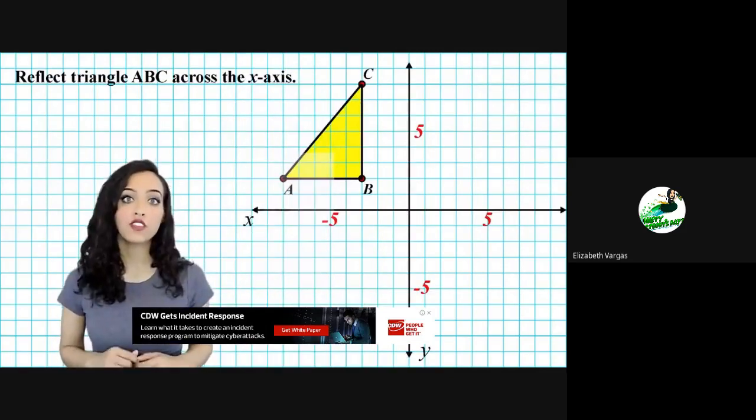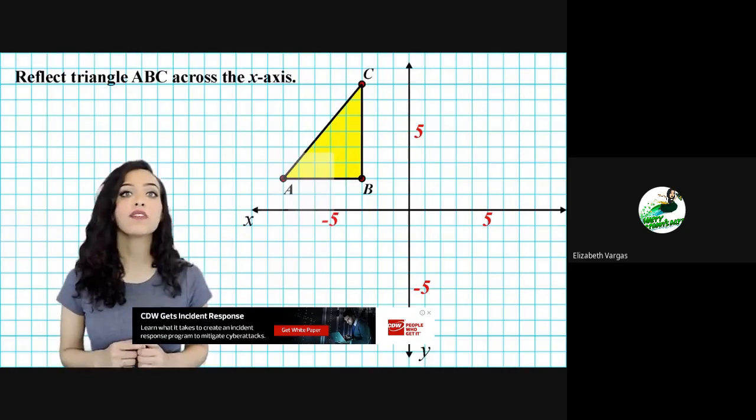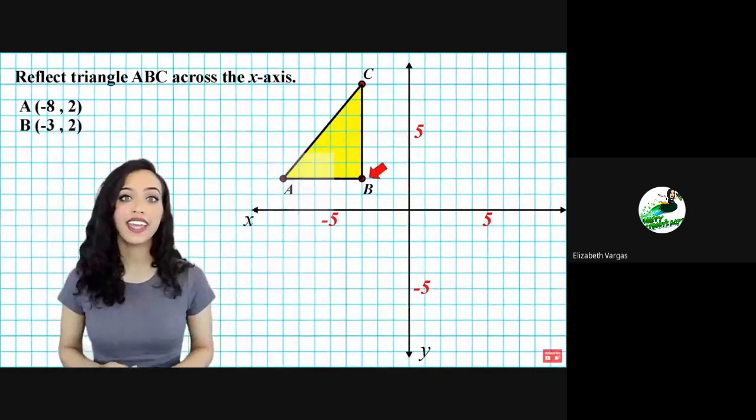First, we're going to reflect the triangle ABC across the x-axis. I like to start by recording where our original points are located. Point A is located at -8, +2. Point B is located at -3, +2. And point C is located at -3, +8.